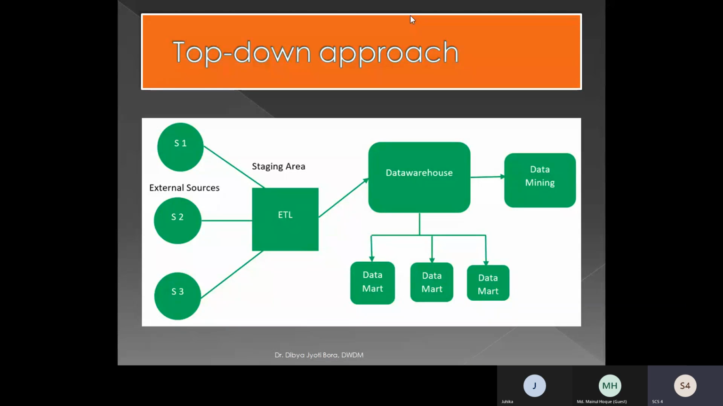So, but the thing is that as we have studied the different types of data warehouse, different tiers of data warehouse architecture, so in which particular type does this top-down approach belong?